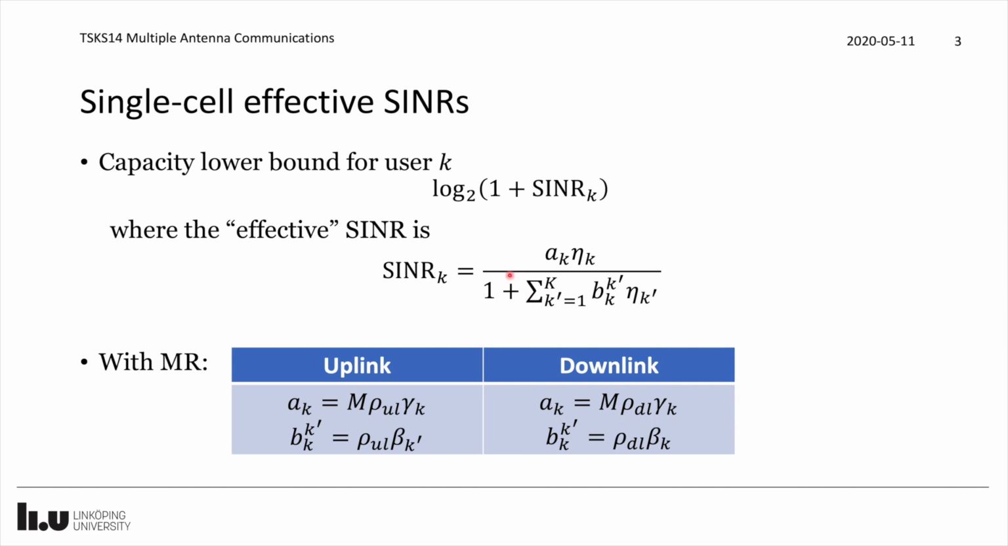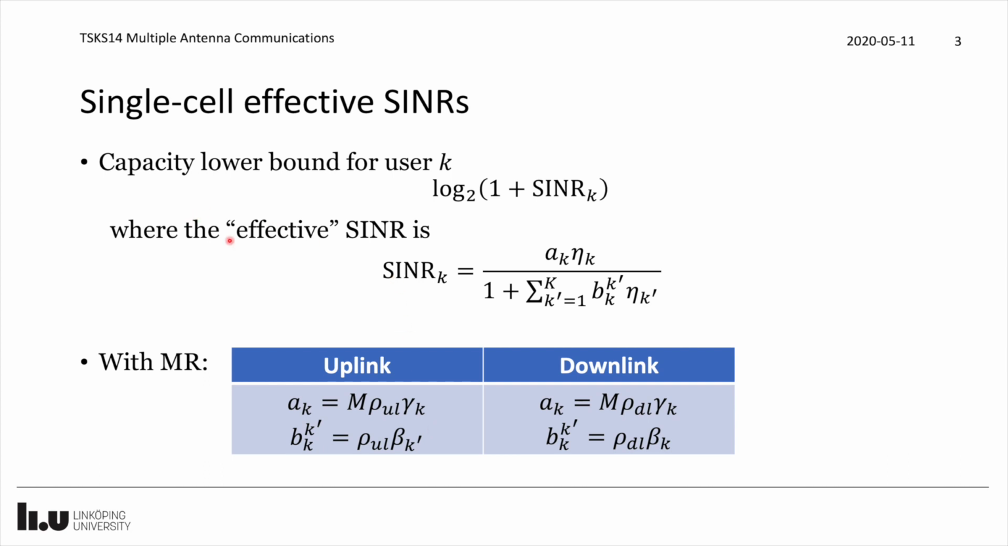And then we divide by 1 plus something. This 1 is a noise variance that is normalized, and this something is interference from all of the other users. So we have eta k prime, the power control coefficient for user k prime. And then we have a factor in front of that saying how large the interference is that the user can cause. It contains rho uplink, the maximum transmit power of a user, and beta k prime. So this is a factor telling us how strong the channel from that user is to the base station.